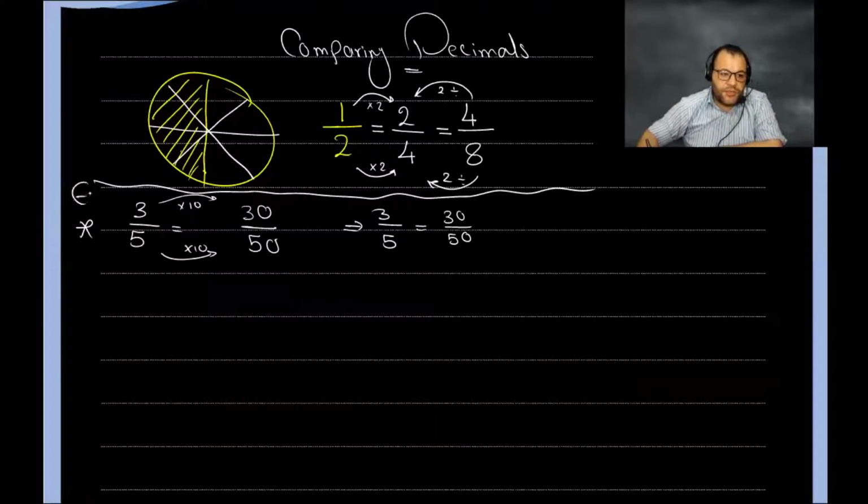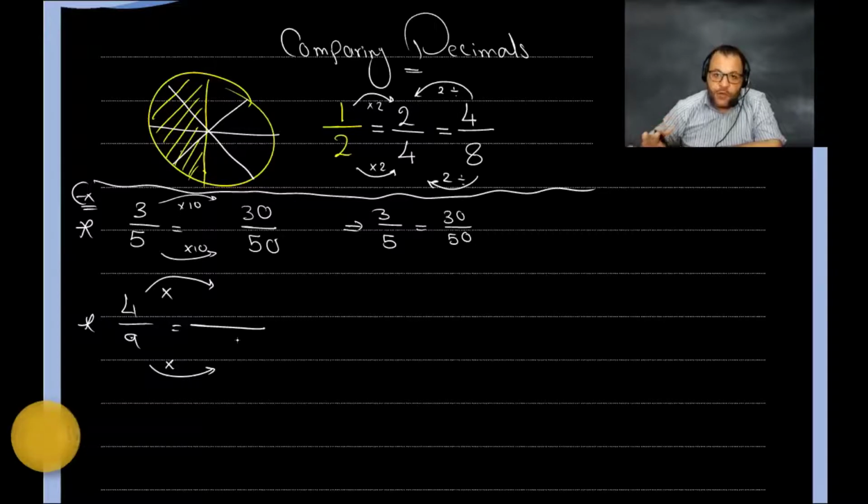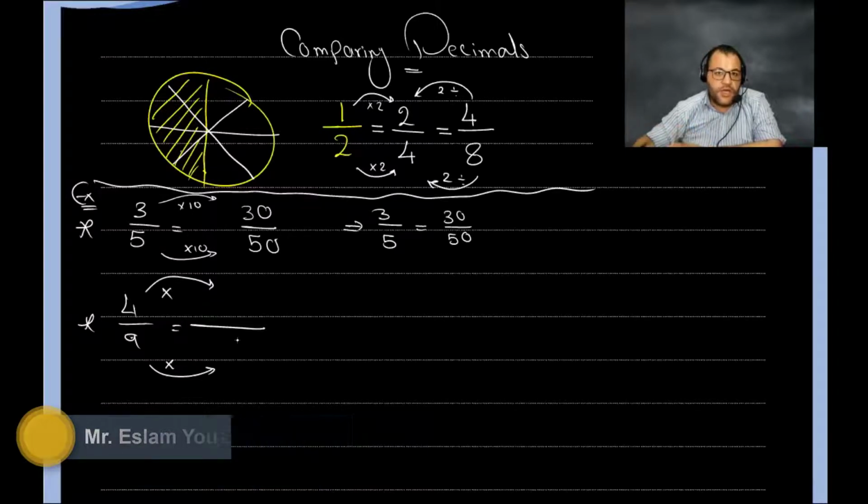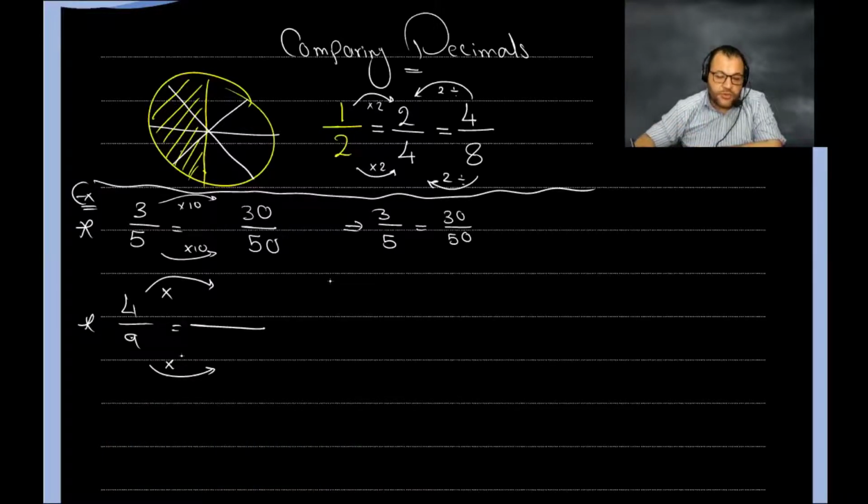That's another example. If we have a fraction like 3 out of 5, or any fraction, 4 out of 9, and you want to find an equivalent fraction, you just need to multiply the numerator and denominator by the same number. If you multiply 4 and 9 by the same number, the value of the fraction will be the same. That is the idea for the question. If you multiply the numerator and denominator by the same number.